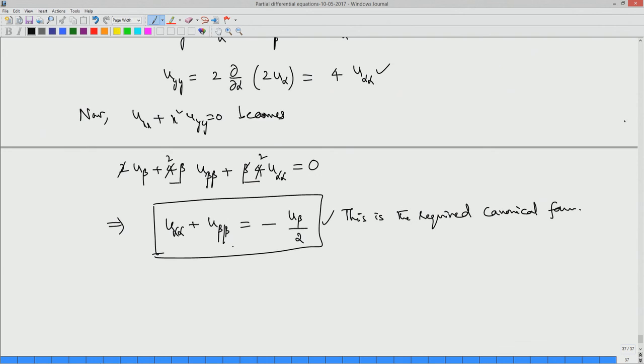So, this is how we can reduce a second order linear partial differential equation with constant or variable coefficients into canonical forms. Some of them, after reducing into canonical form, can be solved completely to get the general solution. Some are simply left in reduced form. Those are called canonical forms.